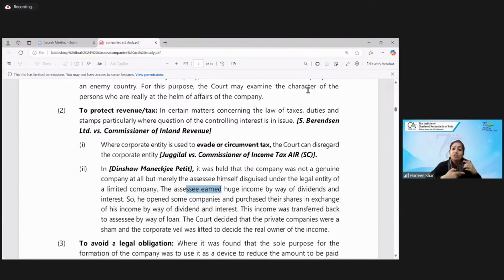So court said you are just doing a circulation of money just to avoid the taxes. So that's why the corporate veil was lifted, and these 4 private companies and Dinshaw were treated as one, and action was taken against Mr. Dinshaw. He had to pay the income tax on whatever income he is earning. All right, is it clear, Ankit? Okay.